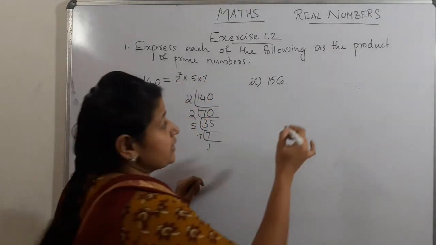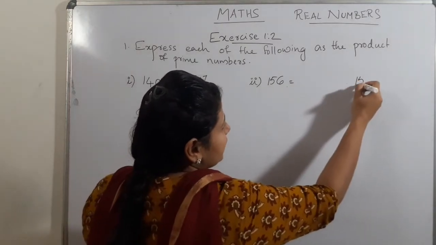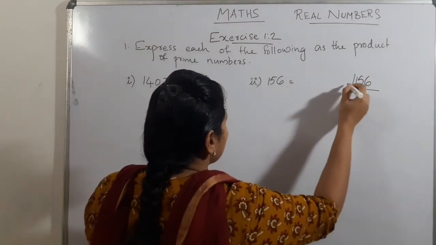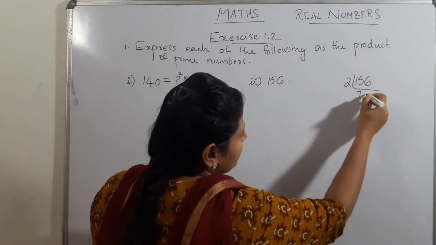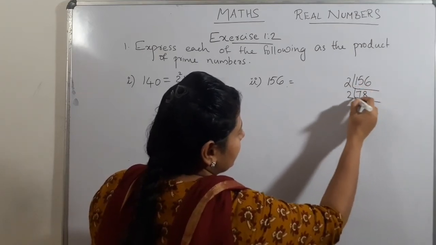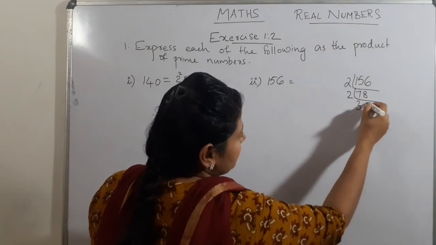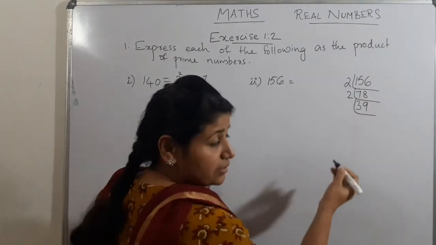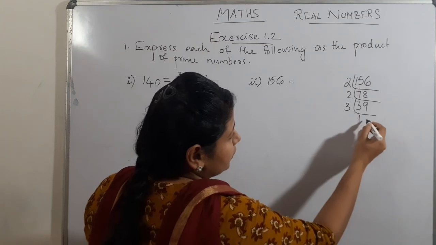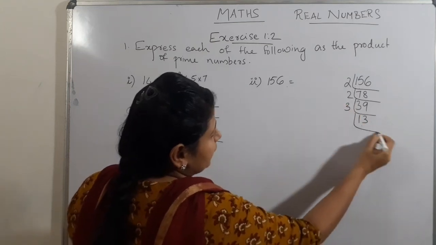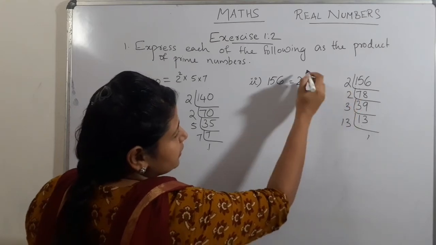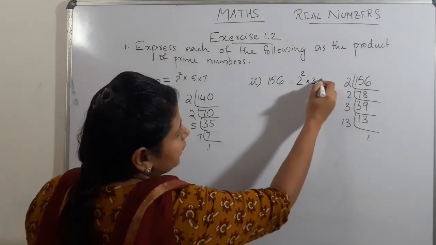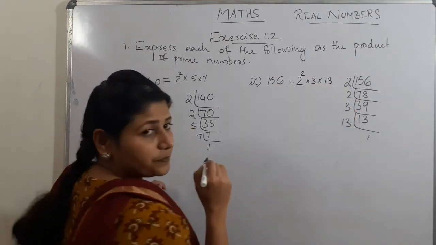Then next, 156. How can you write this 156? 156 can be written just like this. Divided by 2 you will get 78: 7 into 2 is 14, 8 into 2 is 16. Then again 2, 39: 3 into 2 is 6, 9 into 2 is 18. Then with 3, it will go 13 times. And again with 13 you will get 1 here. So we can write, 2 times 2 is there, 2 raised to 2 into 3 into 13.